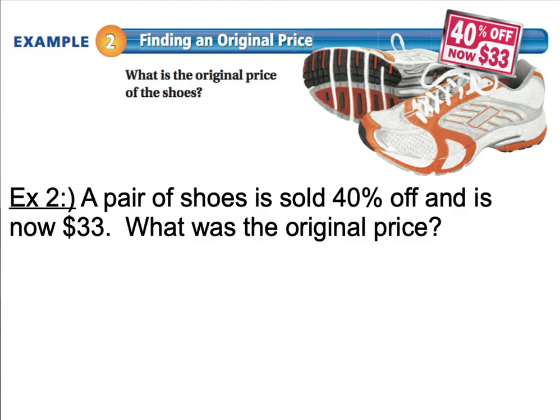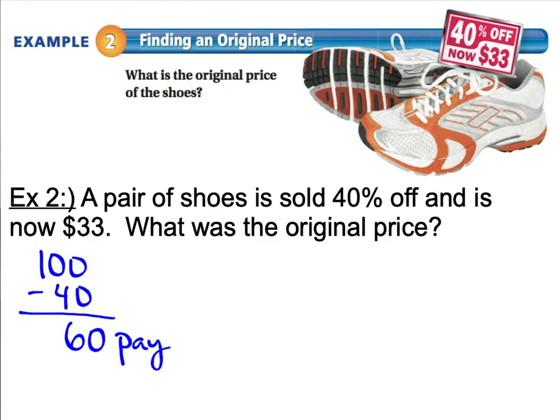What's the original price of these shoes? A pair of shoes is sold 40% off and is now $33. What's the original price? All right, because it is sold at 40% off, you are paying 60%. So 40% off means 60% paid. It's better to pay 60% of a price than have to pay the 100% of the price. So 60% of the price is $33.